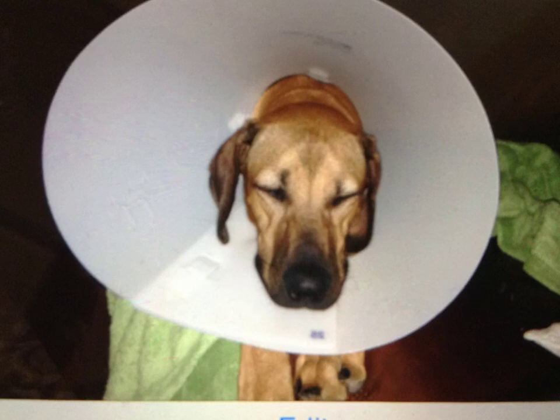Here's poor Callie. Since she had surgery on Friday, she has the cone of shame. So please send her some well wishes to get better, and hopefully you can see her when she is up and running again.